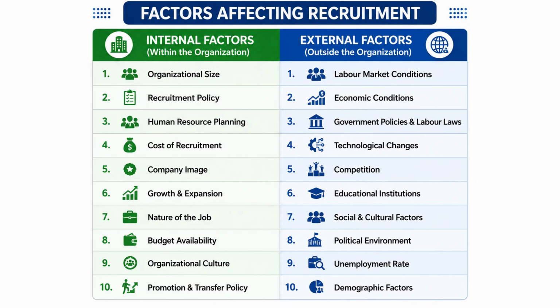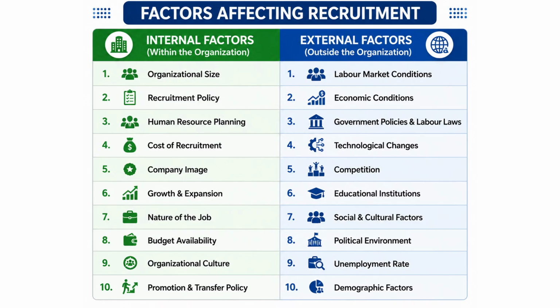Here, competition among the companies for skilled employees affects the recruitment. Organizations offer attractive salaries and benefits to hire best talent. For example, IT companies compete to hire experienced software developers. Sixth one is educational qualification. Colleges and universities supply fresh talent to the organization. So many companies conduct campus recruitment. For example, companies like Infosys, Wipro, and NHR visit engineering colleges for the placement.